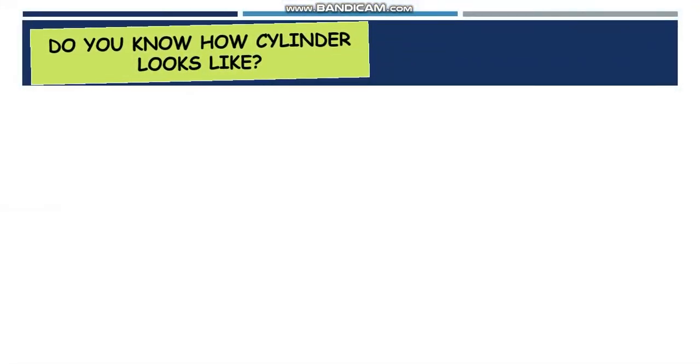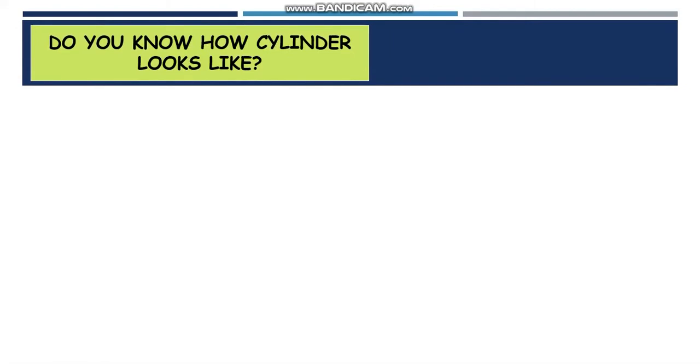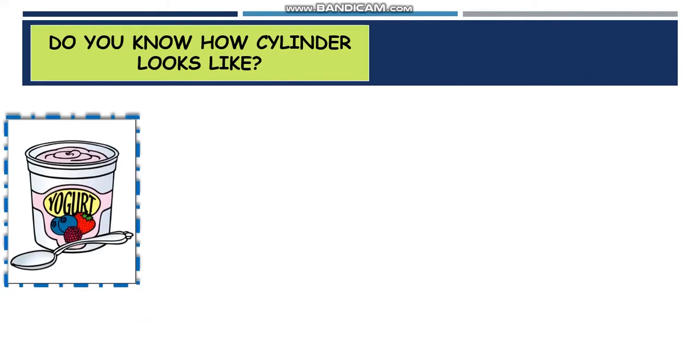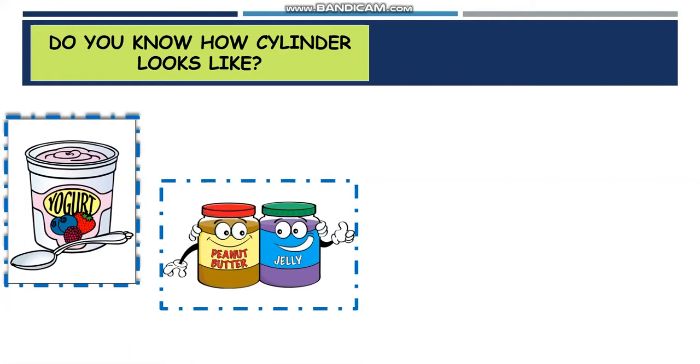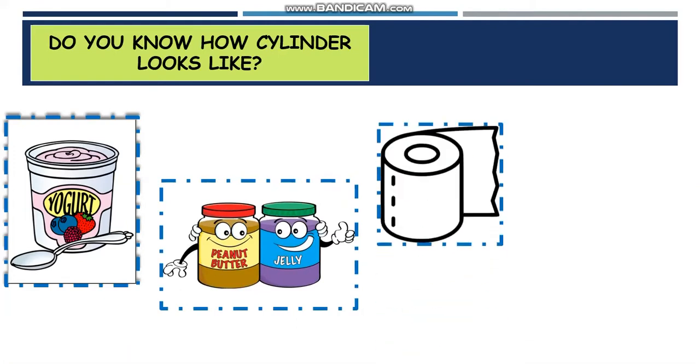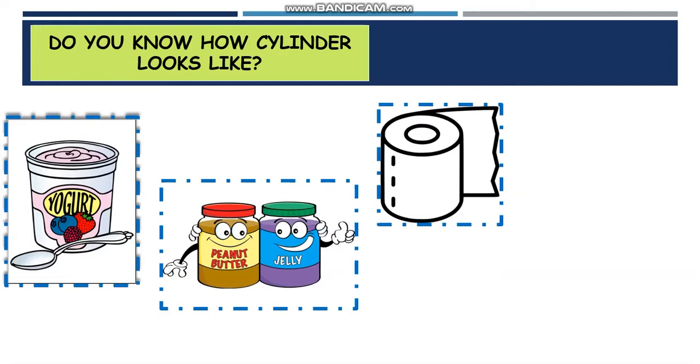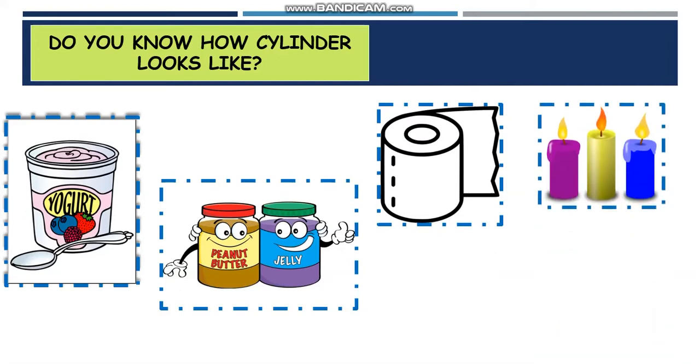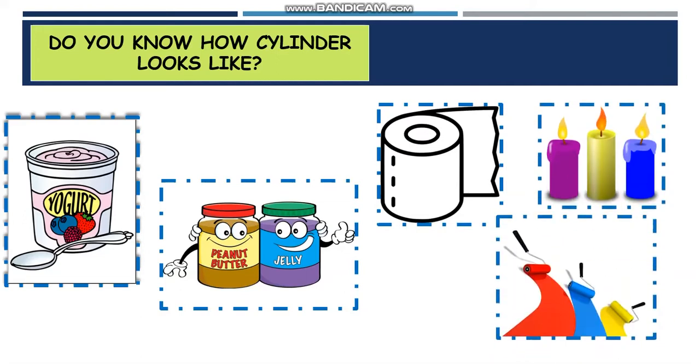Do you know what a cylinder looks like? I think you know it from our previous lessons. Let's look at some real life examples. A jar of yogurt or a jar of peanut butter and jelly, a roll of toilet paper or candles, and a paint roller can be examples of a cylinder.